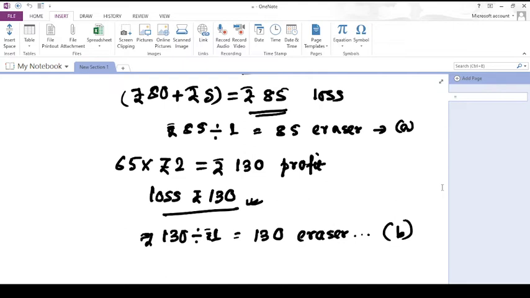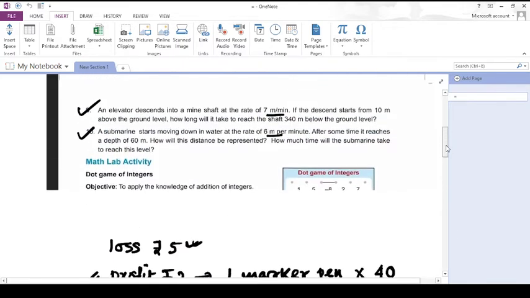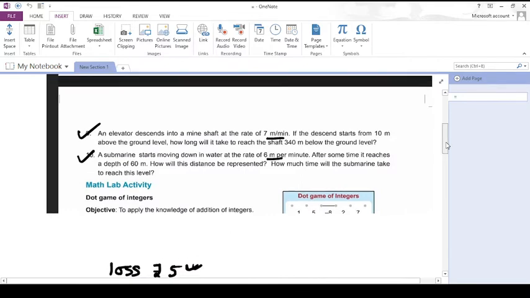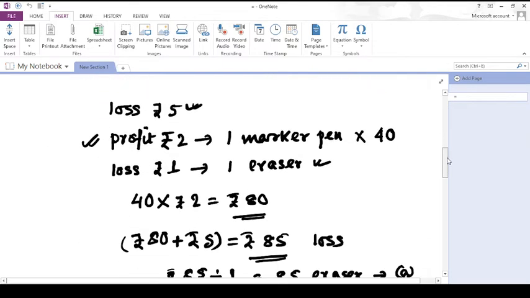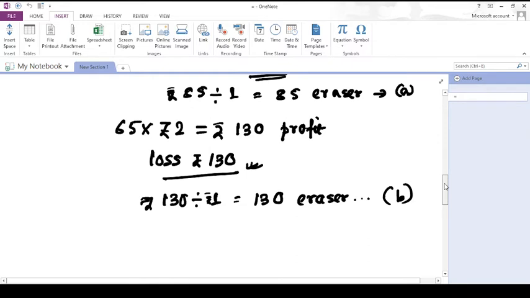Okay. Now the next question is, in the next month, he earns neither a profit nor a loss. So if he sold 65 marker pens, how many erasers did he sell? So this is our next question, right? So when he has sold 65 marker pens, that means he made a profit of 65 into 2, that is rupees 130. This is the profit.